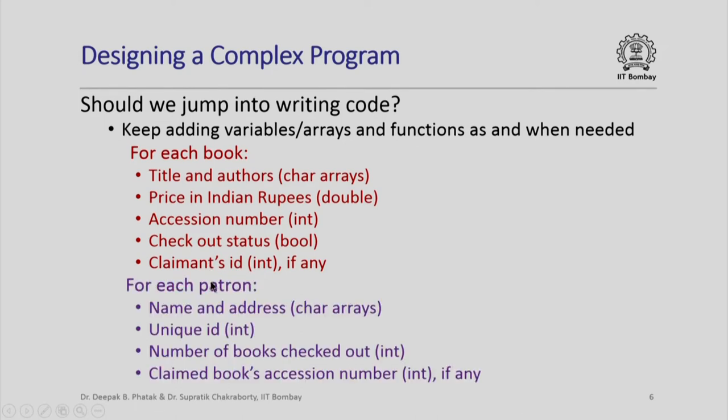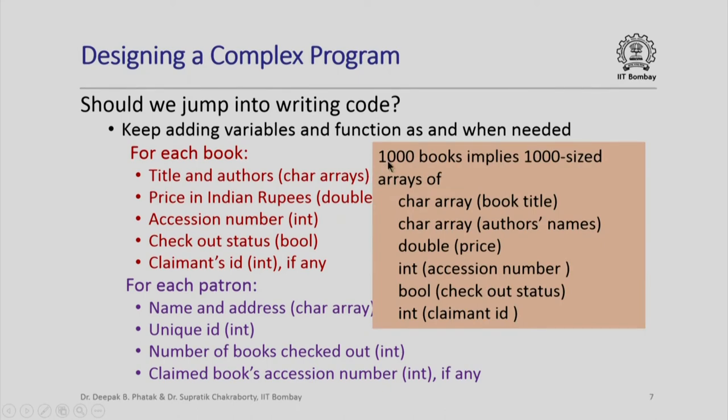Similarly, for each patron, I need 2 character arrays, one to store the name and one to store the address. I need an integer variable to store the unique ID of the patron. I need another integer variable to store the number of books checked out by the patron. And finally, I need an integer variable to store the accession number of a book that this patron might claim. As I've said earlier, each patron is allowed to claim only 1 book at a time. So, we have only 1 integer to store the claimed book's accession number.